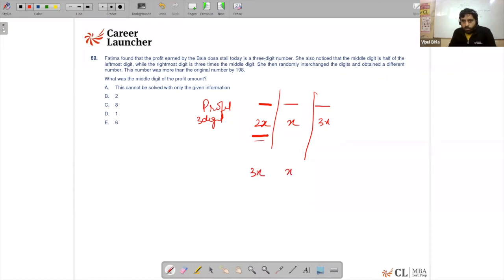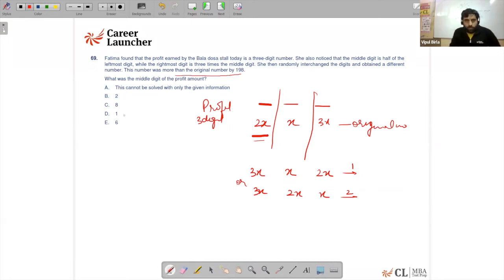So obviously 3x has to be there at the first place, right? So we've got two possibilities. This is x and 2x, or 3x with the middle digit 2x and then x. So when I change, this was the original number, and this was the number which is obtained. Case 1 could be this, case 2 could be this. Now they also mentioned that the new number was more than the original number by 198.